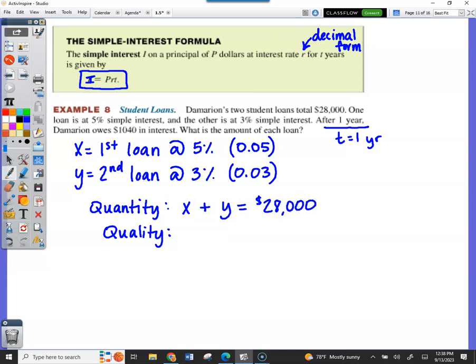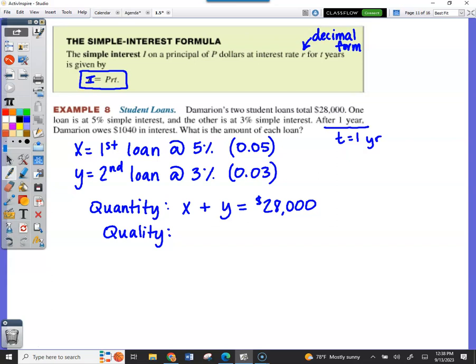Did you come up with x plus y equals 28,000? Because that is saying, hey, there's the first loan that I took out, the second loan I took out. This is what it totaled to. Notice the rate, the percent, has nothing to do with the quantity equation. This is just saying block of money, and I took out 28,000 total.